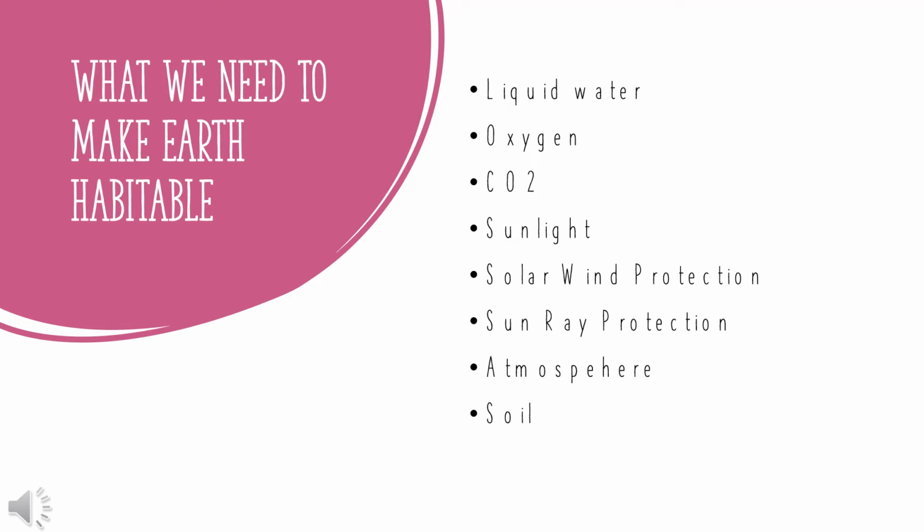Next, we have oxygen. Oxygen allows life forms like animals to flourish and is produced through photosynthesis. Next, we have CO2. In order for photosynthesis to carry out, there needs to be a sufficient amount of CO2 in the air for us to breathe.